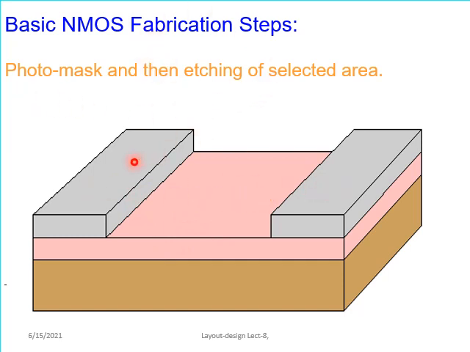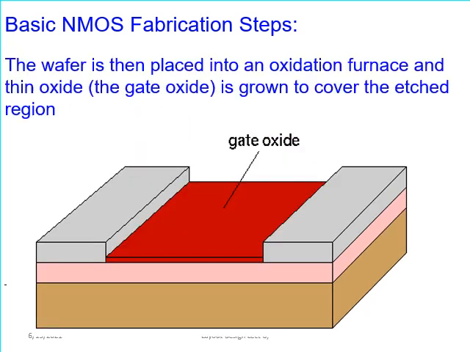Under this process we have the terminals: gate, drain and source. Like that we make the terminals. The photomask is applied here, and then the gate oxide is applied in that layer. The wafer is then placed into an oxidation furnace and a thin oxide, the gate oxide, is grown to cover the etched region.